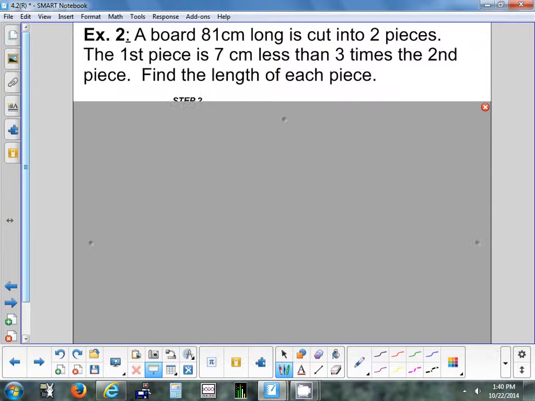So we got a board, like Isaiah said, a skateboard, 81 centimeters long, cut into two pieces. First piece is 7 centimeters less than 3 times the second piece. Find the length of each piece.